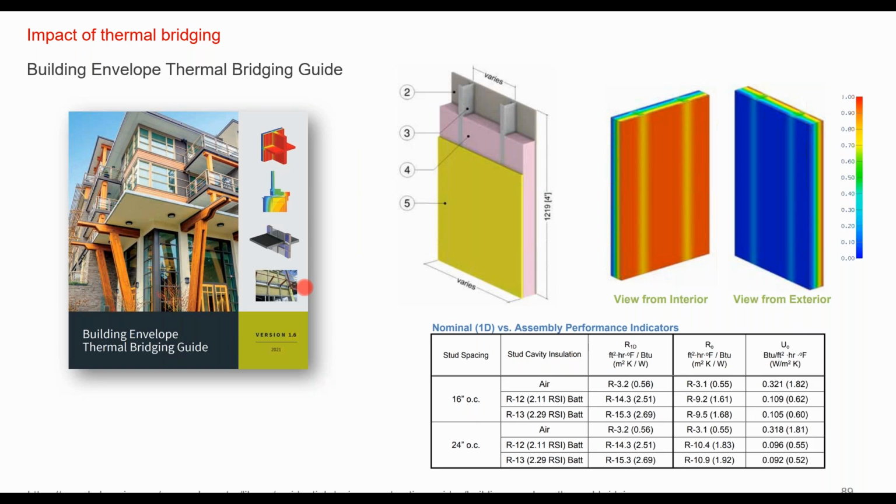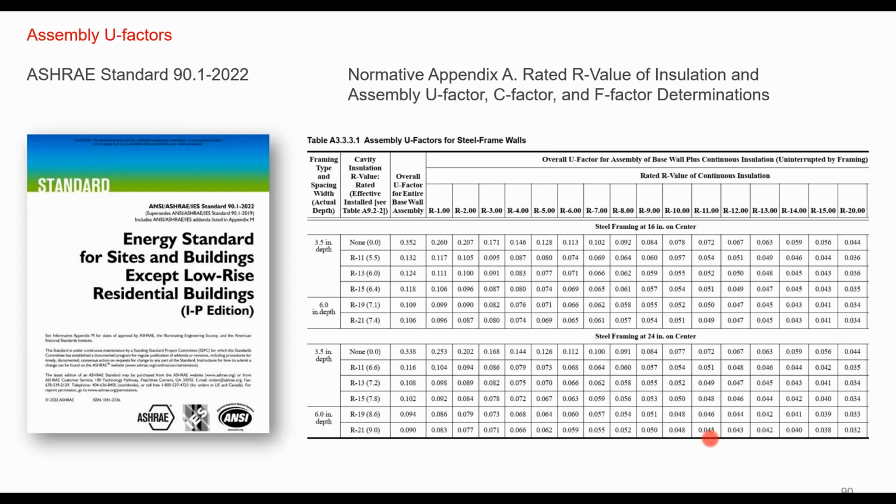For the most part, for energy modeling, you're just going to go to the tables and look up the overall numbers based on the stud spacing and how much insulation is in the cavity. And that's the same point here if you're looking at Appendix A of 90.1. For steel frame, wood frame, you just look up framing type, insulation in your cavity, and continuous exterior to come up with values.